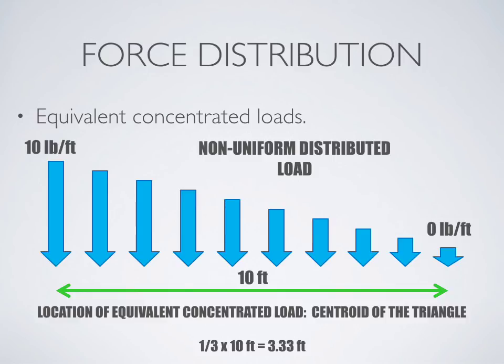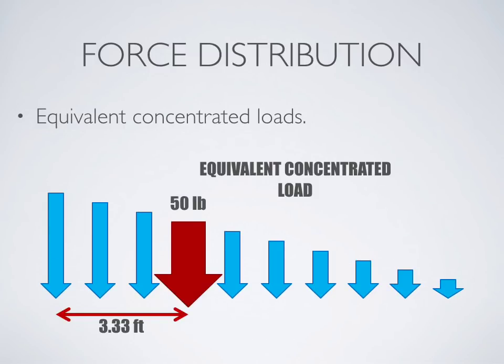So where does the concentrated load act? Well, I'm going to tell you that the centroid of a triangle is 1/3 from the big end. So in this case, the big end is 10 pounds per foot on the left. So the location of the centroid is 1/3 from that end. So 10 feet divided by 3 gives us 3.33. And so we can know that the equivalent concentrated load for this triangular distribution is 50 pounds, located 3.33 feet from the left end, just like the picture shows. All of the blue is represented by the red for global reactions. Okay?